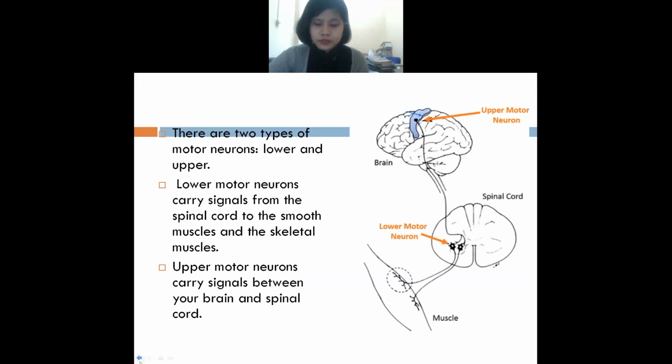Ma'am, upper motor neurons and lower motor neurons, do both have the same function? No, lower motor neurons, they used to carry signal from the spinal cord, okay, this is a spinal cord, to the smooth muscle and the skeletal muscle. But upper motor neurons, they used to carry signals between your brain and your spinal cord. Understand? Lower motor neurons only spinal cord, and upper motor neurons between brain and spinal cord. Is it clear, Himanshu?